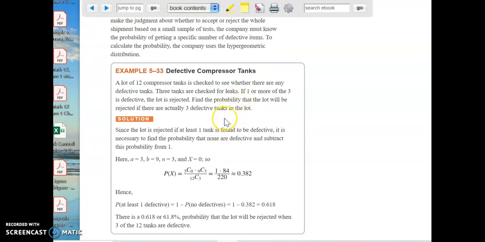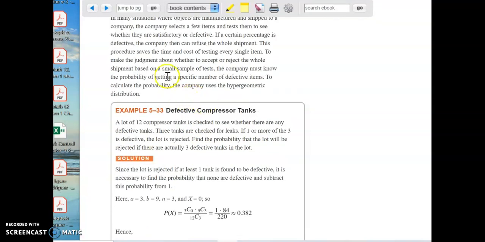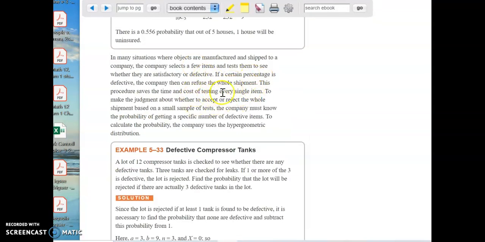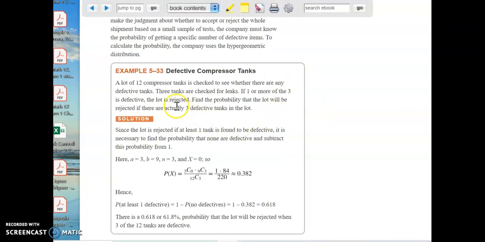I'm going to do one more problem here, okay? I got lots of time. You have 12 compressor tanks. Oh, here's his explanation. Why are we doing this? You know, we take a sample and we test the sample and we move on from there. So I'll let you read that on your own. So we have 12 compressor tanks that are checked, okay? I'll let you read this. You can always pause the video.